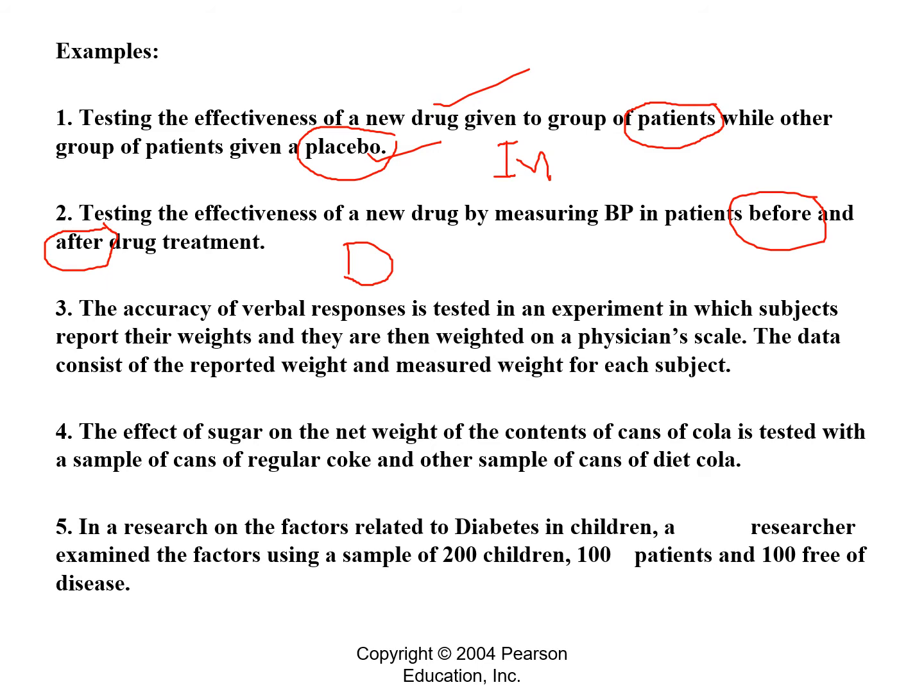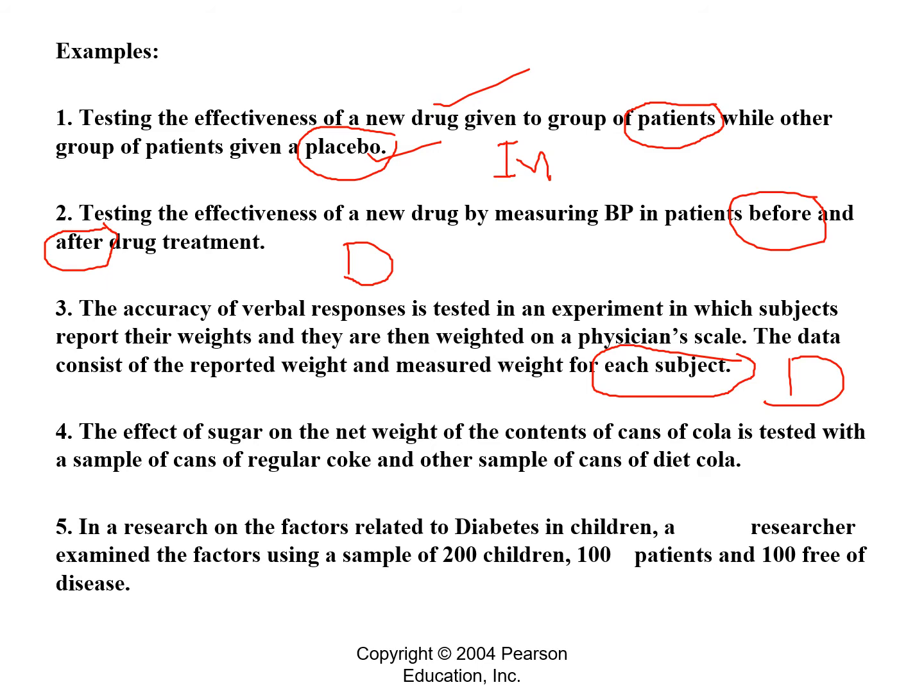Number 3: the accuracy of verbal responses is tested in an experiment in which subjects report their weights and are then weighed on a physician scale. The data consists of reported weight and measured weight for each subject. So for each one we have two observations, two measures: measure 1 is the reported, or subjective one, and measure 2 is the measured one using the physician scale. So we have dependent samples.